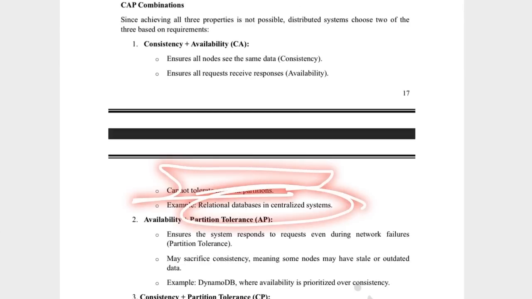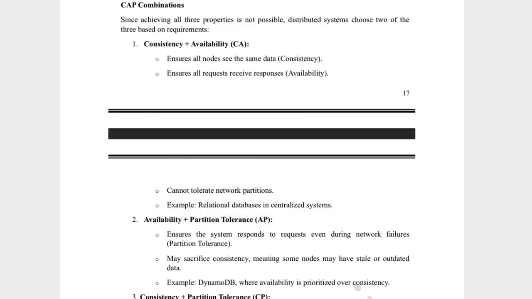For example, in relational databases in the centralized system, we ensure that consistency is there, availability is there, but partition tolerance has to be present here. No, there are no network partitions, so we cannot tolerate such things. Next we have availability and partition tolerance.